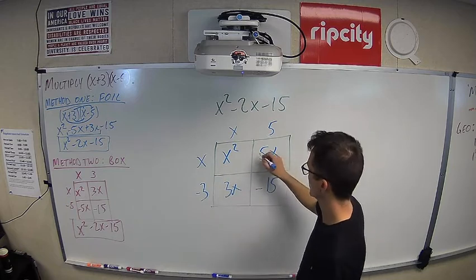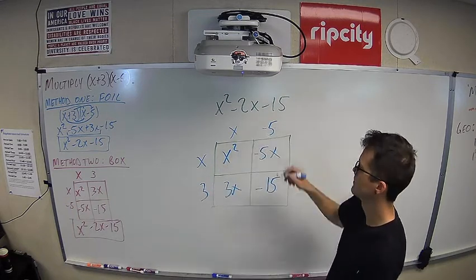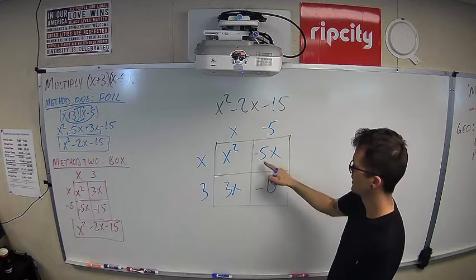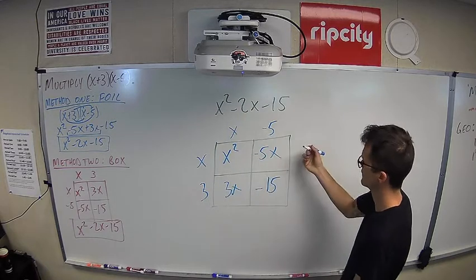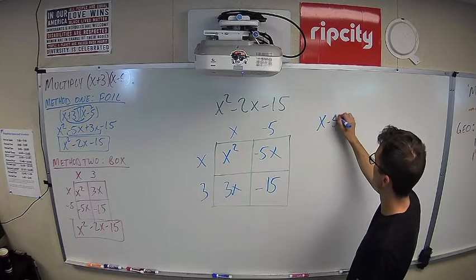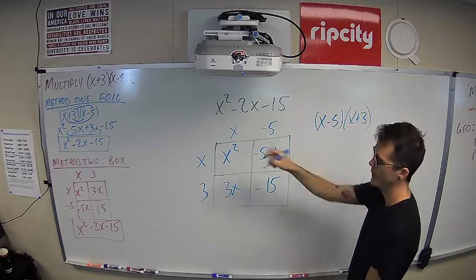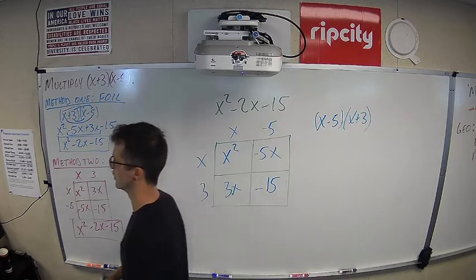So that one doesn't work. It is going to end up being x plus 3 and x minus 5, though, because negative 5 plus 3 is the negative 2x. So we'd say our factored form here is x minus 5 times x plus 3. Boom. And that matches all the stuff that we've done so far.